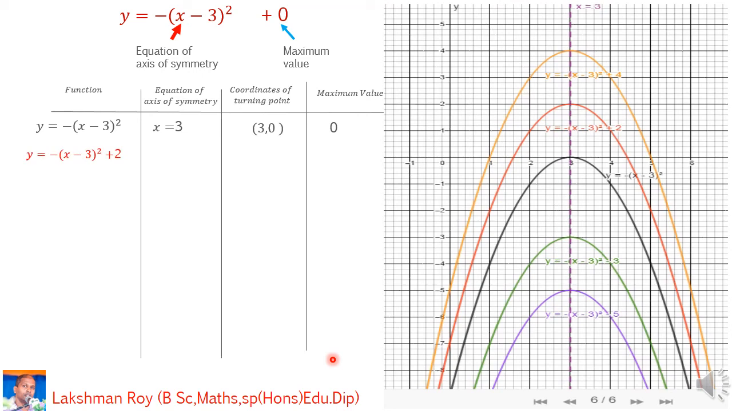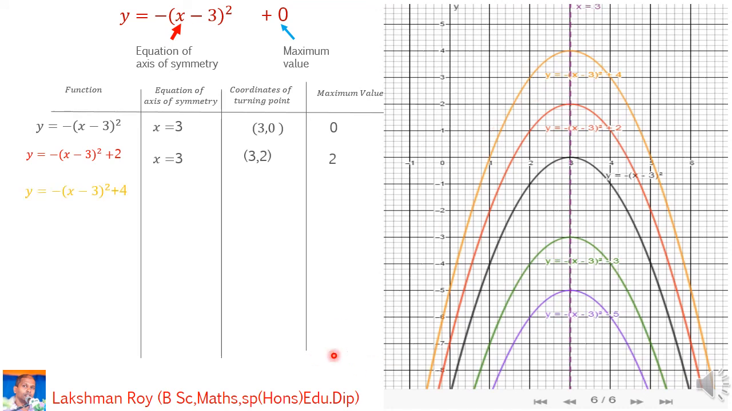Then move to the second graph, translating 2 units up. You can see the equation of the axis of symmetry is x equals 3, that does not change. Then the coordinate of the turning point, you can see, students, the x coordinate is 3, the y coordinate here becomes 2. So that is the coordinate of the turning point. Then the maximum value becomes 2.